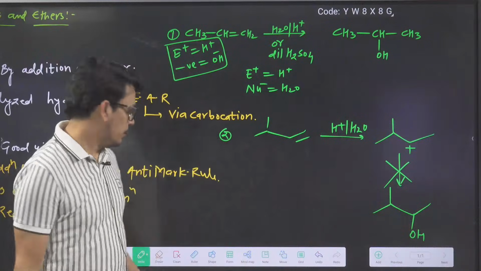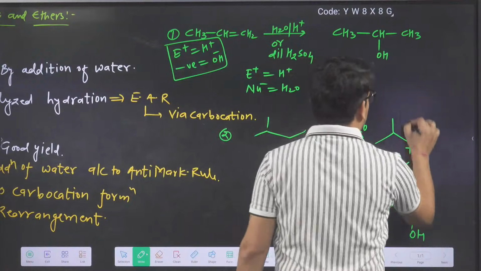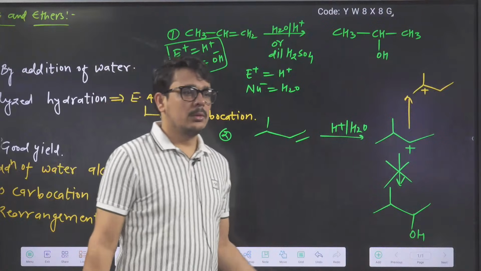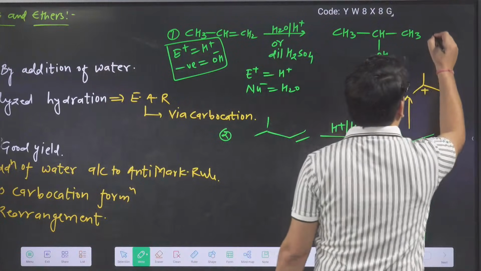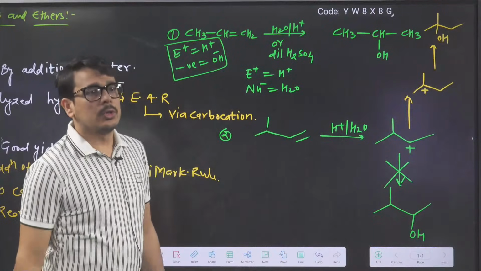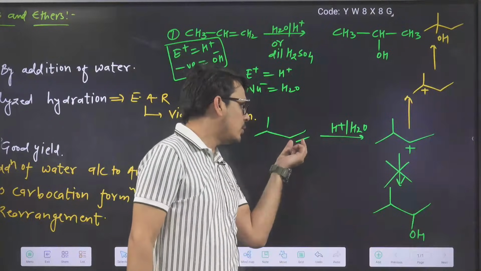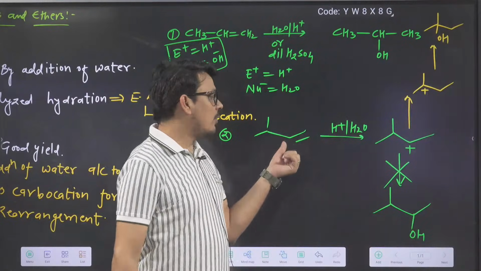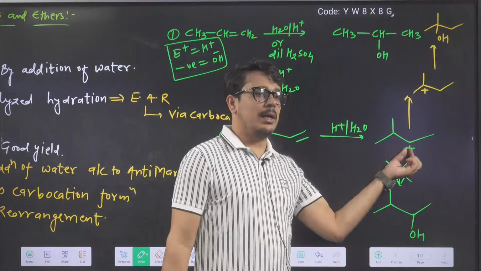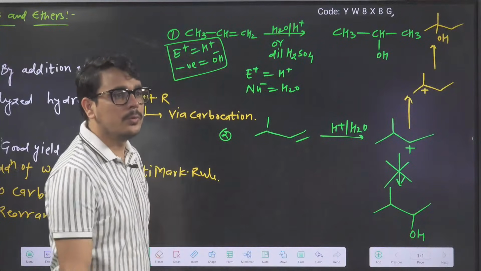Why is this not correct? Because in this case, first this carbocation will undergo rearrangement. After rearrangement, finally you will get this product. So the difference is: first carbocation formation at the carbon that gives a comparatively more stable carbocation. Second step, check for rearrangement, and if there, do it. Last step, attach OH minus. Clear to everyone?